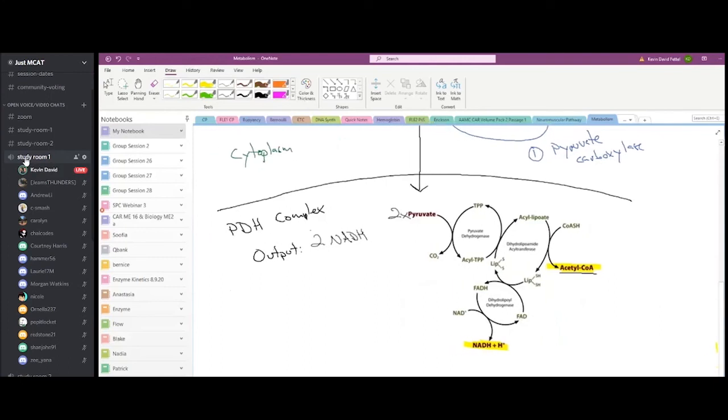And what is the location of the PDH complex? Let me do that in dark green to be consistent. Where's the PDH complex found? The inner membrane of the mitochondria, right? It's going to be attached to the inner membrane. It has a lot of different protein machinery and complexes. Tethered proteins are typically tethered to a membrane, in this case the inner membrane of the mitochondria.